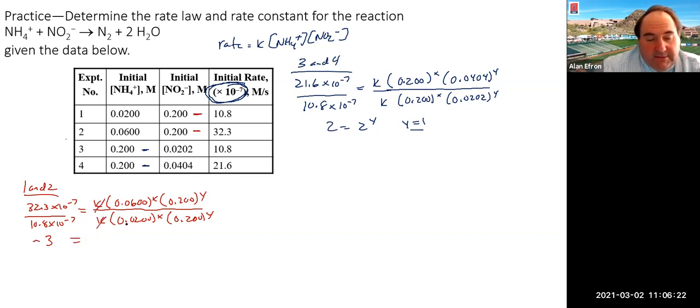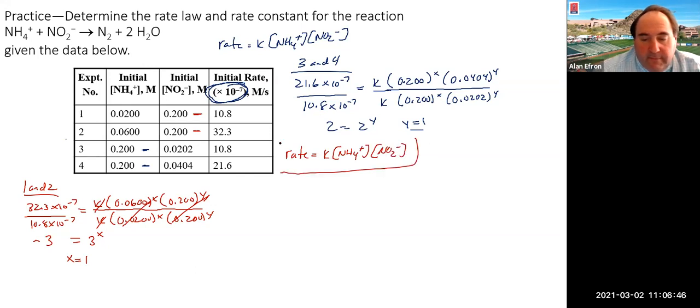And these will cancel. These will give me a 3 to the X, and those will completely cancel. And roughly here, X should be 1. That means that our completed rate law would be the rate is equal to K times the concentration of NH4 to the first and NO2 also to the first order. The overall order for this reaction would be 1 plus 1, which equals 2, our second order.